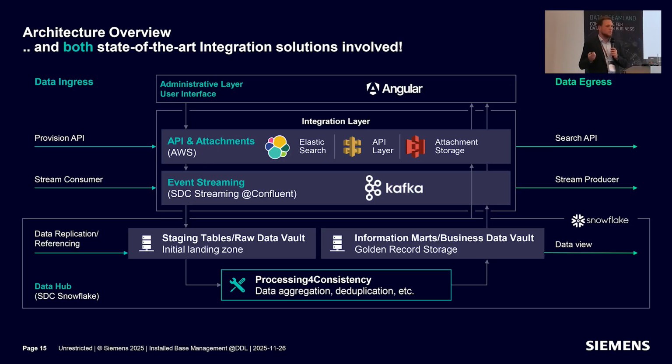And the second layer is our API management, the classic approach. We're also going with Elasticsearch, as we heard earlier already. There we also have an attachment storage, classic S3 buckets, and also the classic APIs for data provision to us, and we are offering a lot of search APIs.